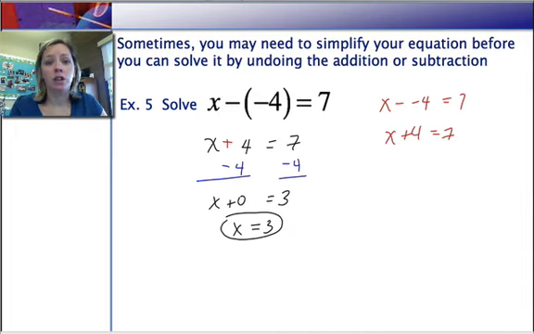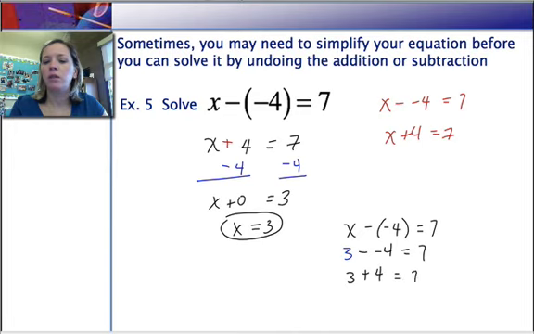Plug it back in to check our work. My original equation was x minus negative 4, so I'm going to plug in my 3. X was 3, and we want to make sure that 3 minus negative 4 equals 7, and again this turns into 3 plus positive 4. 3 plus 4 is 7. 7 equals 7, so we have a check. We know we did our work correctly.